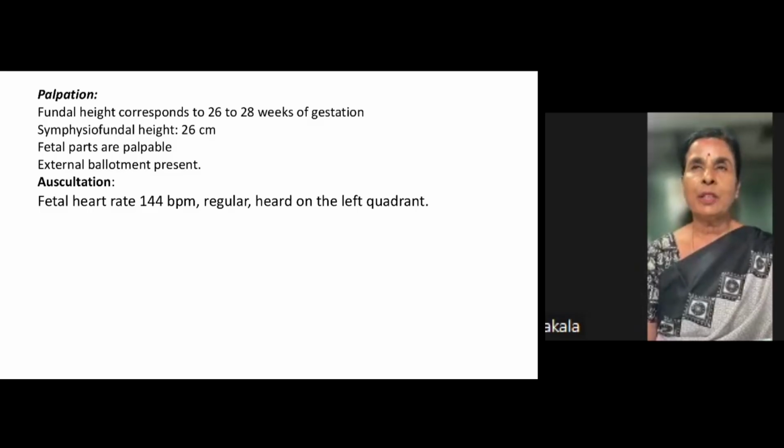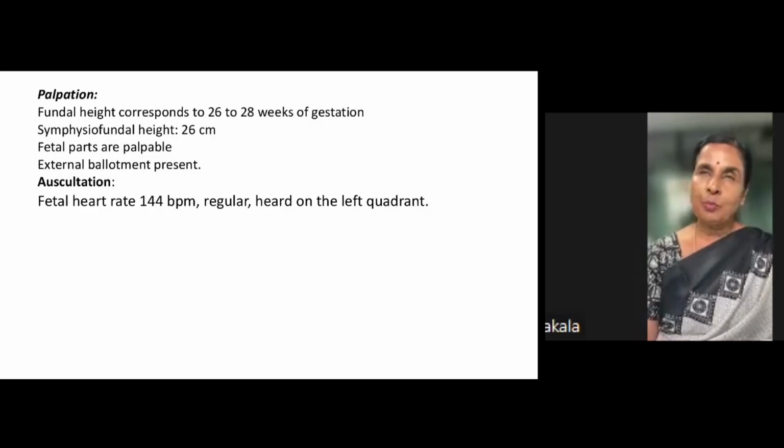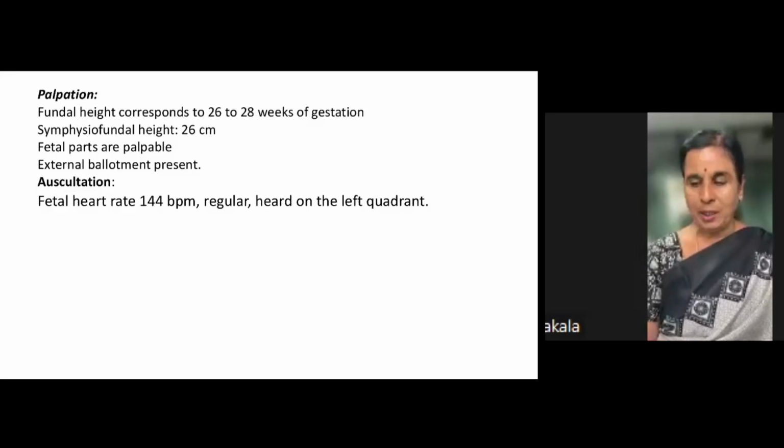Yes, that is from the fixed point. First you find out and mark where your fundal height is, the maximum position, with a pencil. Then the fixed point is the symphysis pubis. Take a measuring tape in centimeters. You measure from the symphysis pubis to the uppermost part of the uterus. So you measure it in centimeters and that gives you the value of the symphysiofundal height. It corresponds to the gestational age between 24 to 36 weeks.